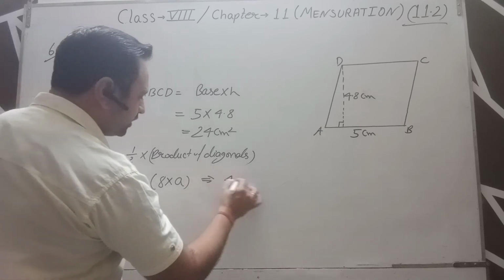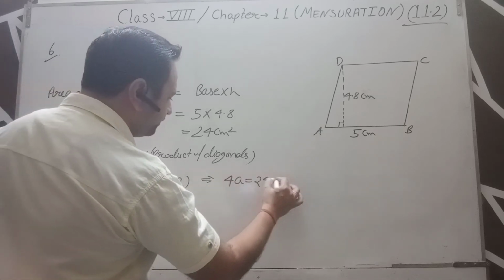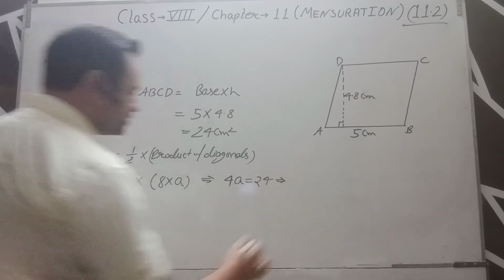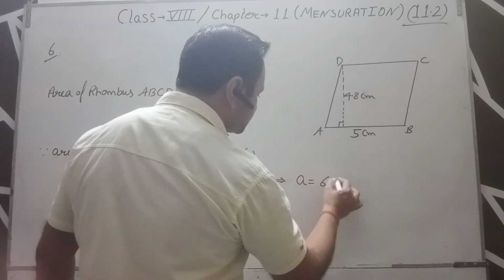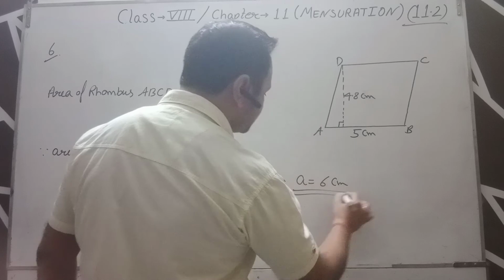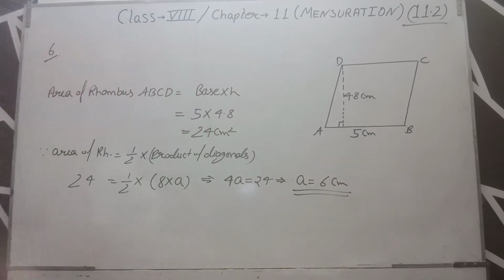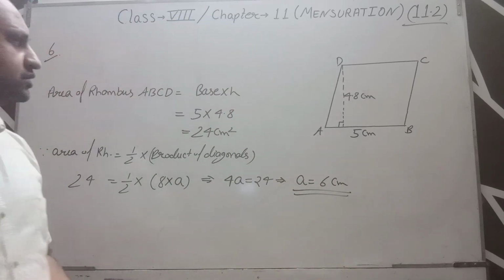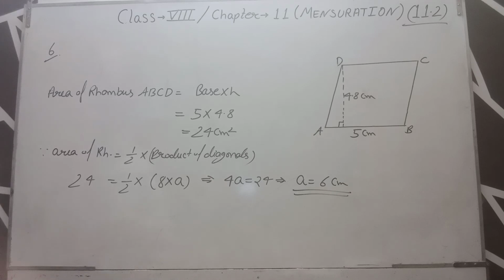It means 4a equals 24. So a is equal to 6 centimeter. So we can say that the length of the other diagonal is equal to 6 centimeter. So question number 6 is clear, I'm sure. Just note down.